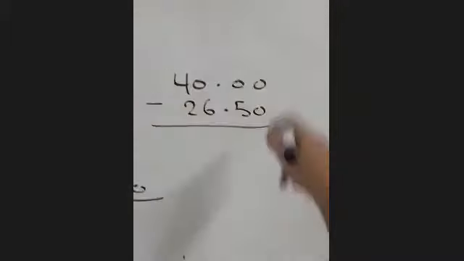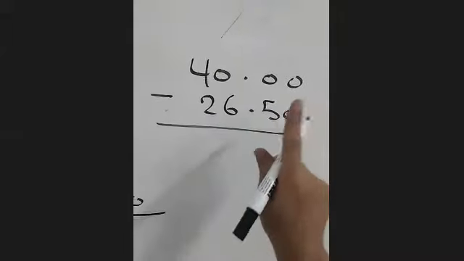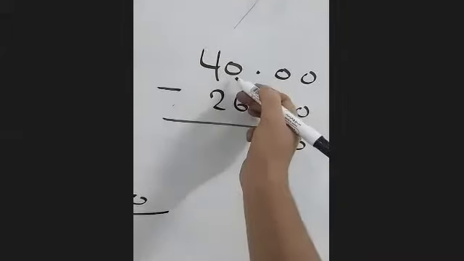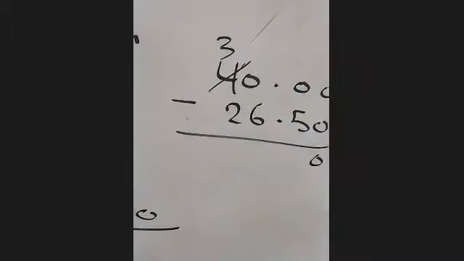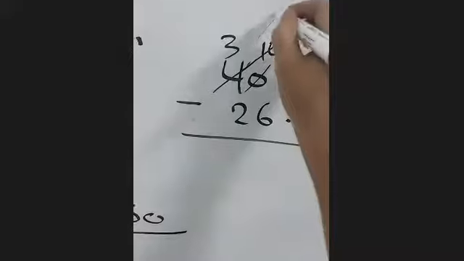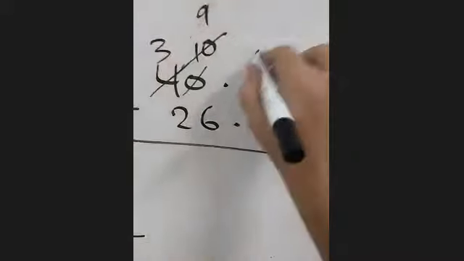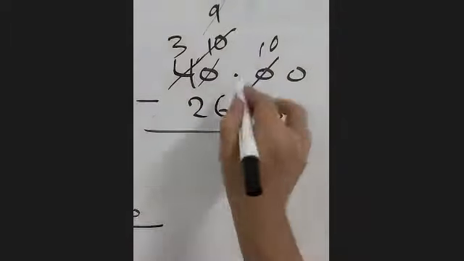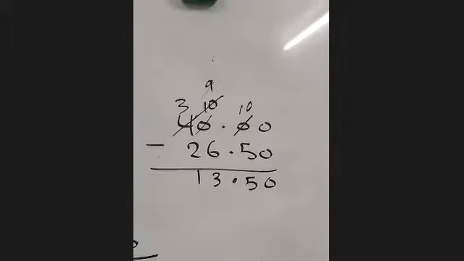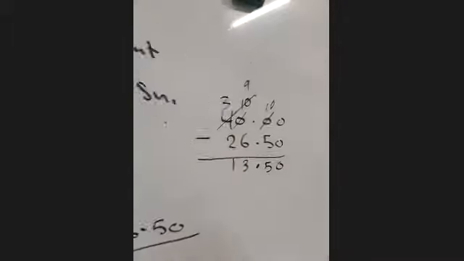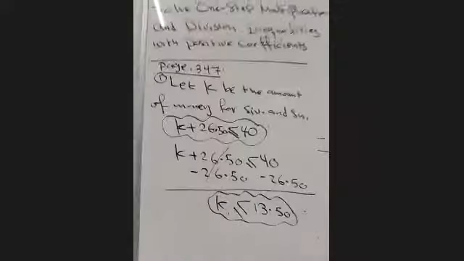Now we subtract. 0 minus 0 is 0. 0 minus 5, we cannot. We go to the four, it will be three, and this will be 10. Take one, it will be 9, and this will be 10. 10 minus 5 is 5. Get it? Yes. So 13.50. This is 13.50. This is our solution. Okay.